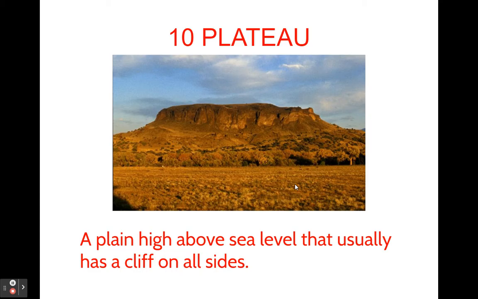10, here's what we were talking about earlier when we saw the butte. A plateau is basically a butte, but just much bigger, right? Much wider. So it's a plain, it's high above sea level. It usually has a cliff on all sides, meaning it would definitely be very hard to navigate it, to climb up it. It's usually quite steep on the sides, much like a butte, but like we said before, it's just a little bit bigger.